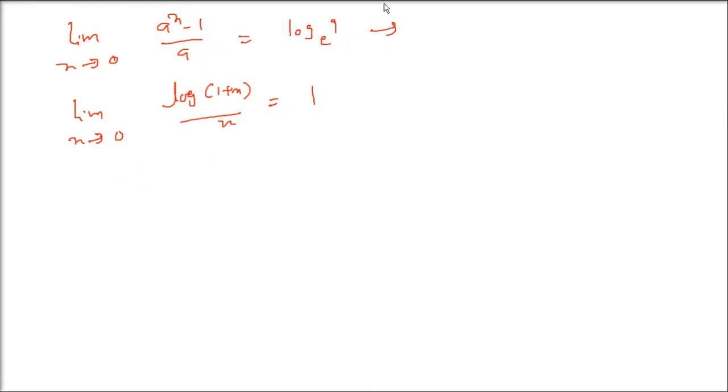Now if we change the first one, e to the power x minus 1 by x, in place of this a, if I put e, what will happen? We have the same thing, log a, but a will be e. So the limit as x tends to 0 of e to the power x minus 1 by x is log e base e, so it will be 1. So these are certain standard results. We can apply them here.